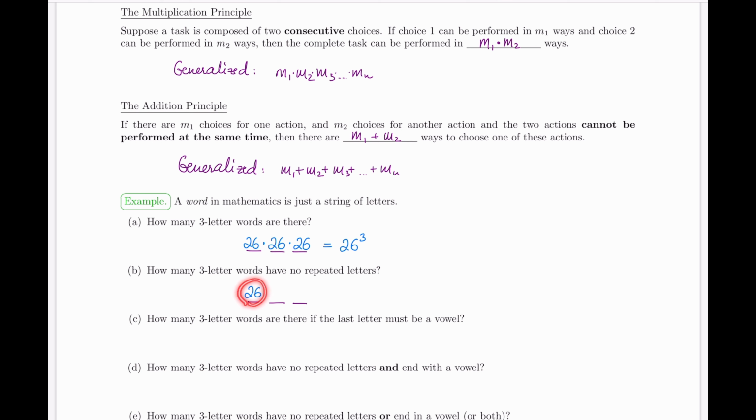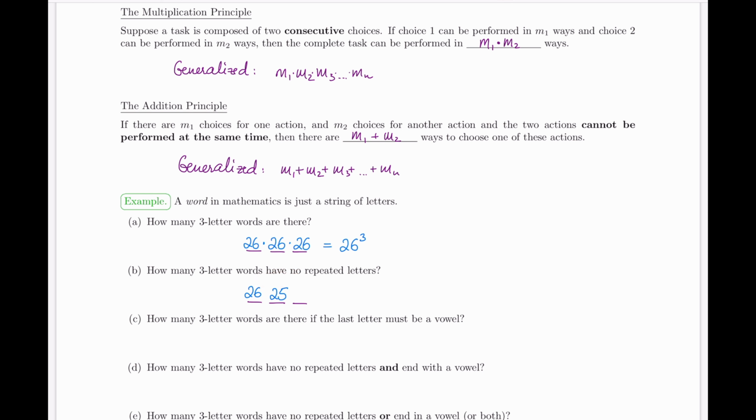So if I had 26 choices for the first letter, for the second letter, I have 25 choices because I cannot choose the letter that was chosen for the first position. What about the third position? There's no repeated letters, so I cannot repeat the letter that was in the first spot, and I cannot repeat the letter that was in the second spot.